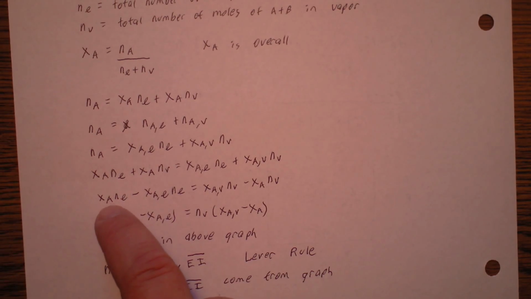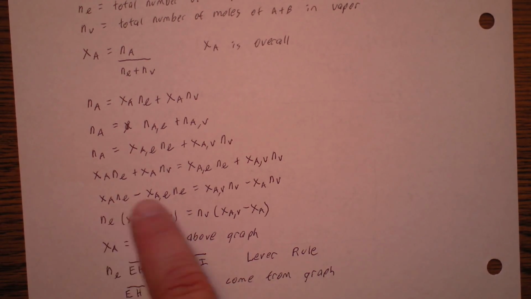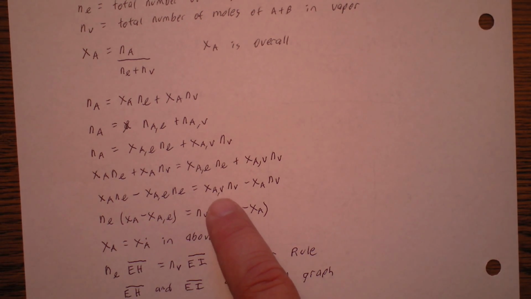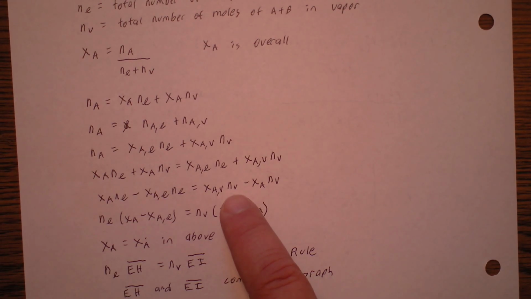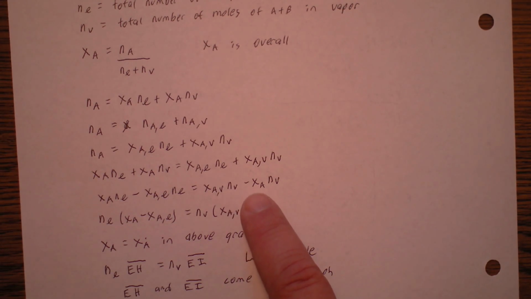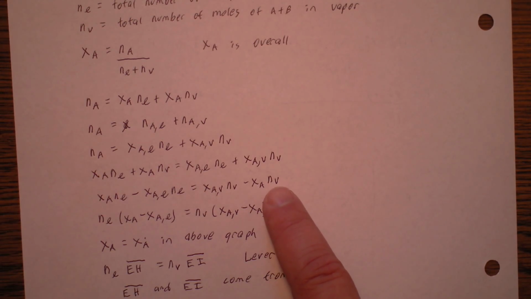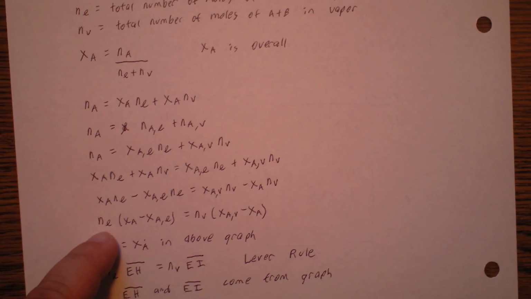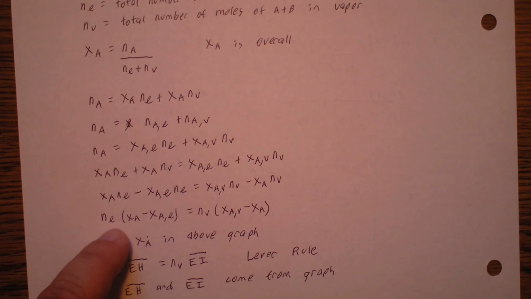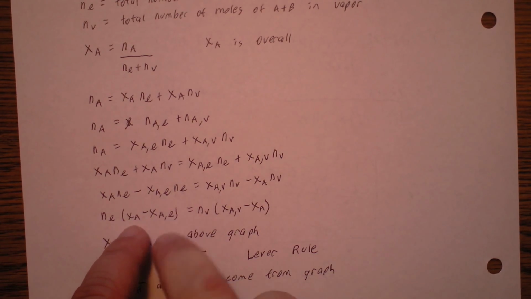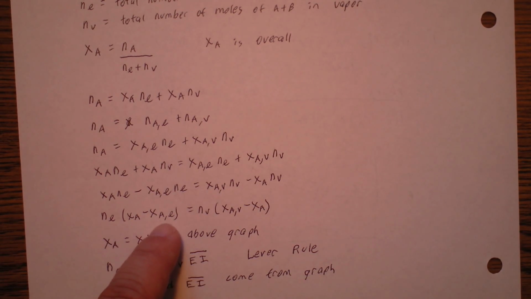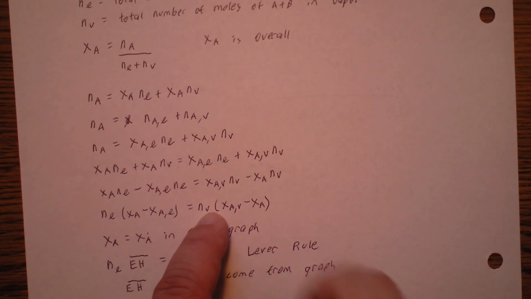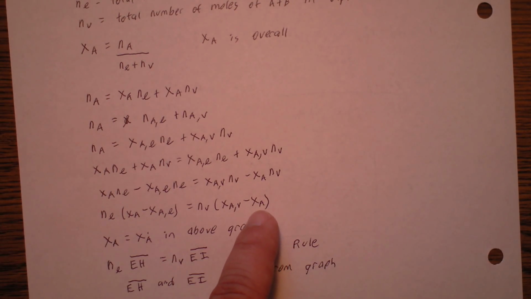So we get the mole fraction of A times the number of moles of liquid minus the mole fraction of A in liquid times the number of moles in liquid is equal to the mole fraction of A in the vapor phase times the number of moles in the vapor phase minus the mole fraction of A in the total times the number of moles in the vapor phase. So we're going to factor out the number of moles. So we get the number of moles in the liquid phase times this whole quantity, mole fraction A minus the mole fraction of A in the liquid phase. And that's equal to the number of moles in the vapor phase times this whole quantity, the mole fraction A in the vapor phase minus the mole fraction of A.